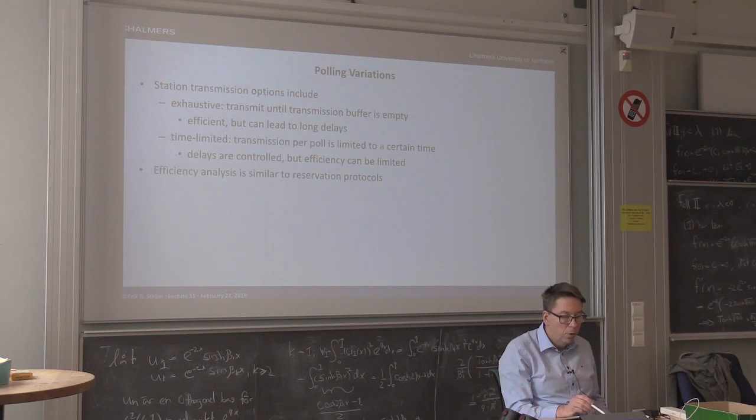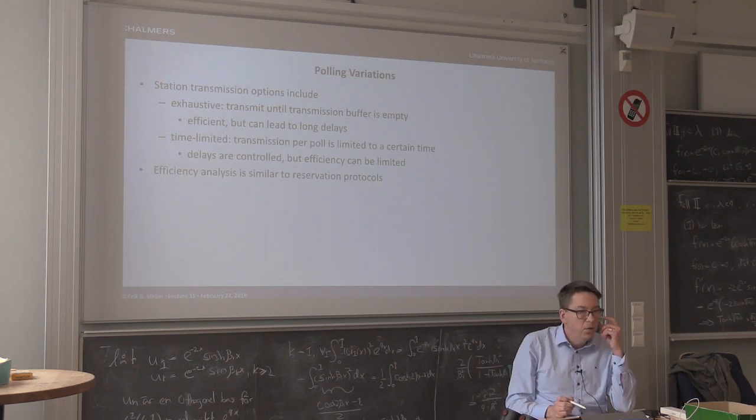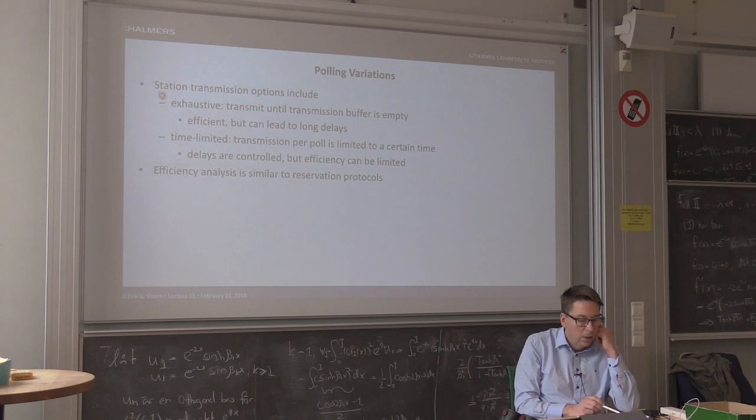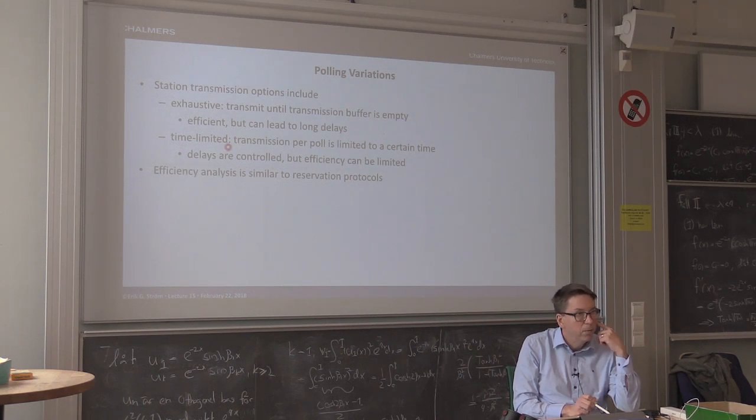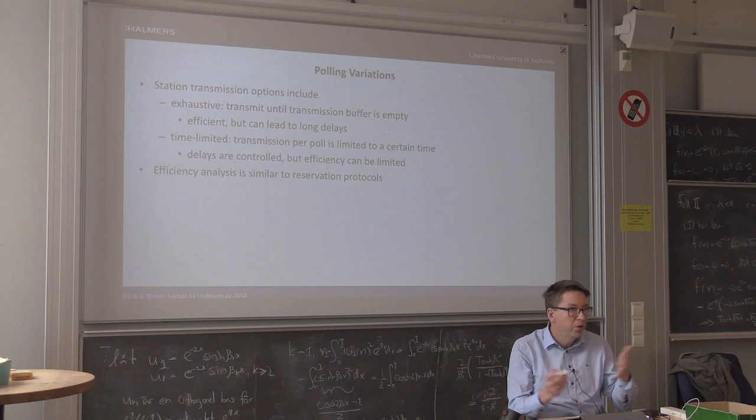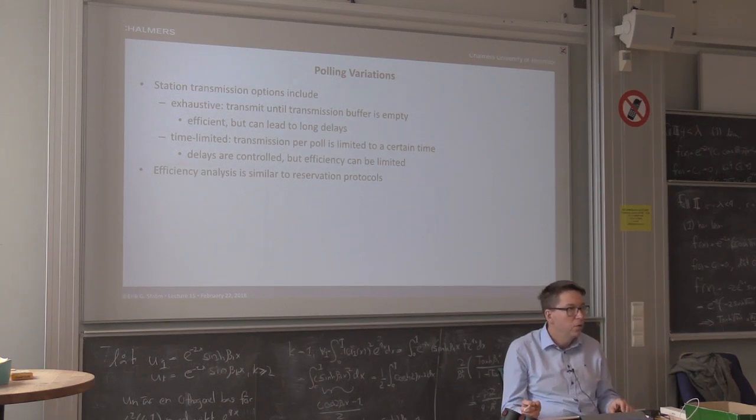Okay. So polling variations, there are several of these. And one thing is that if a station gets the permission to transmit, it can either be allowed to transmit in an exhaustive or time-limited way. In exhaustive, it basically transmits until it has no more data to transmit. This could be problematic because if a node has a lot of data to transmit, they can occupy the medium for an extended period of time.